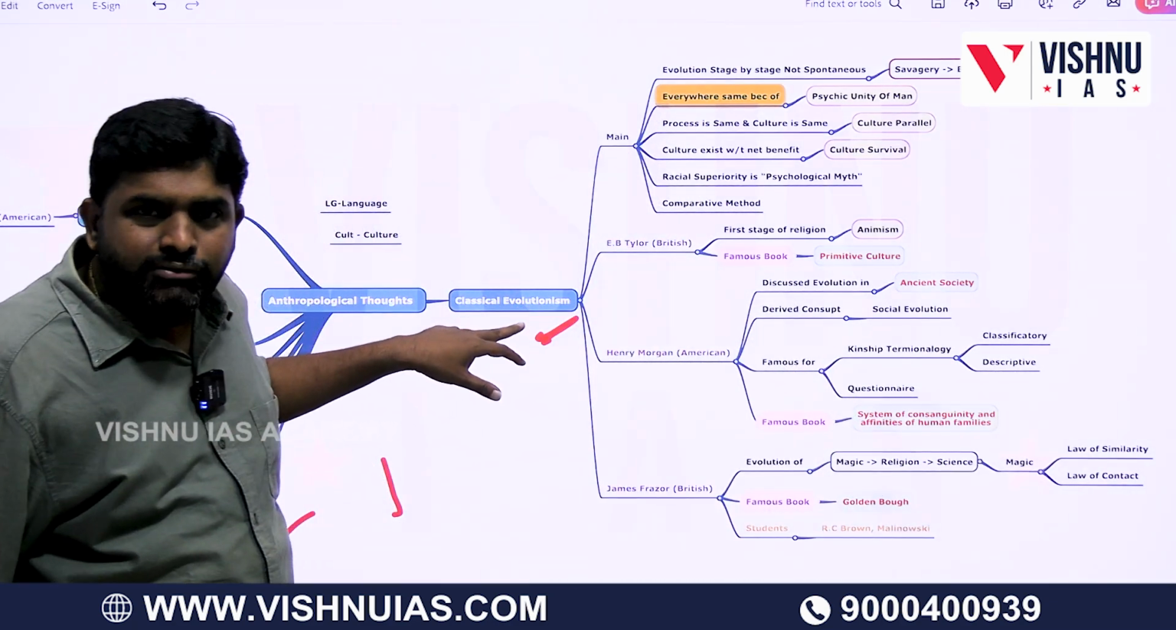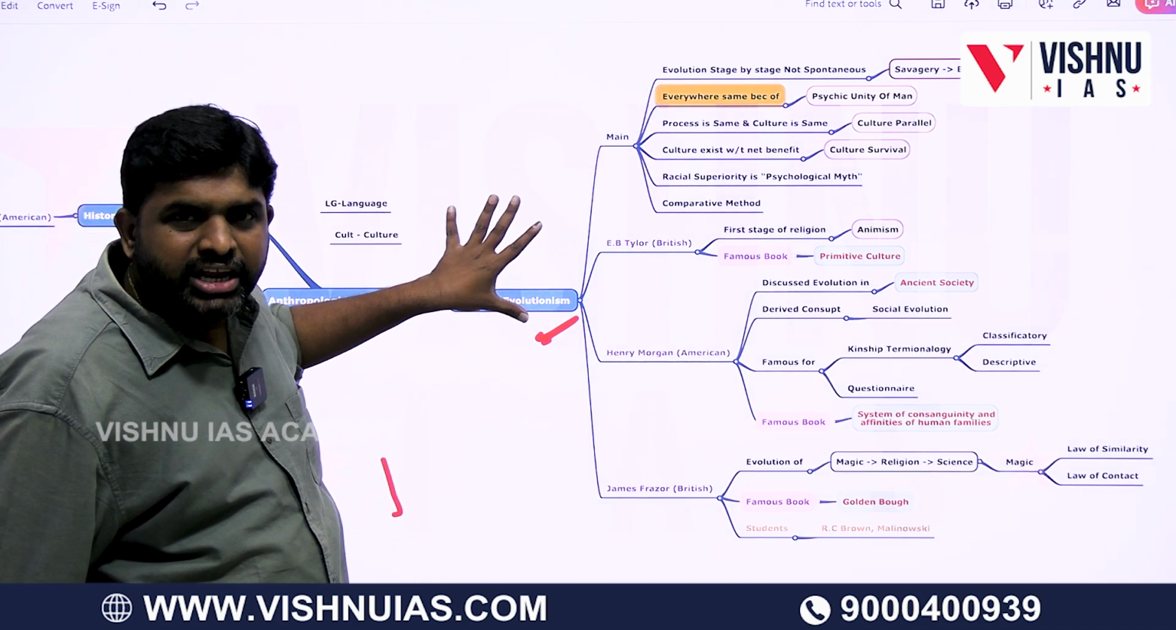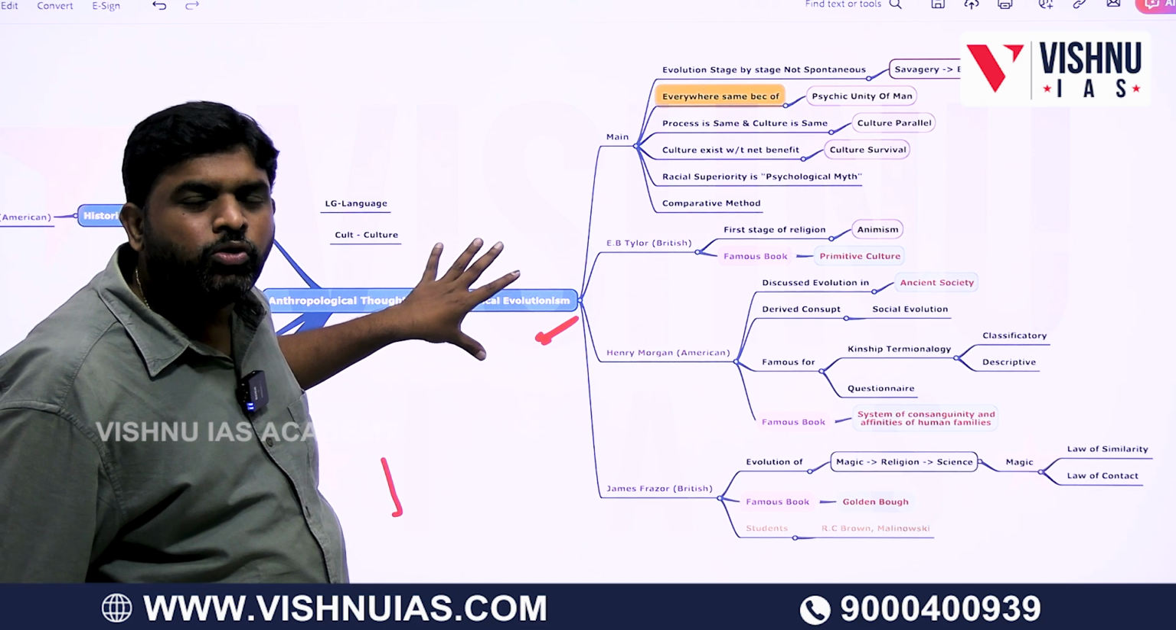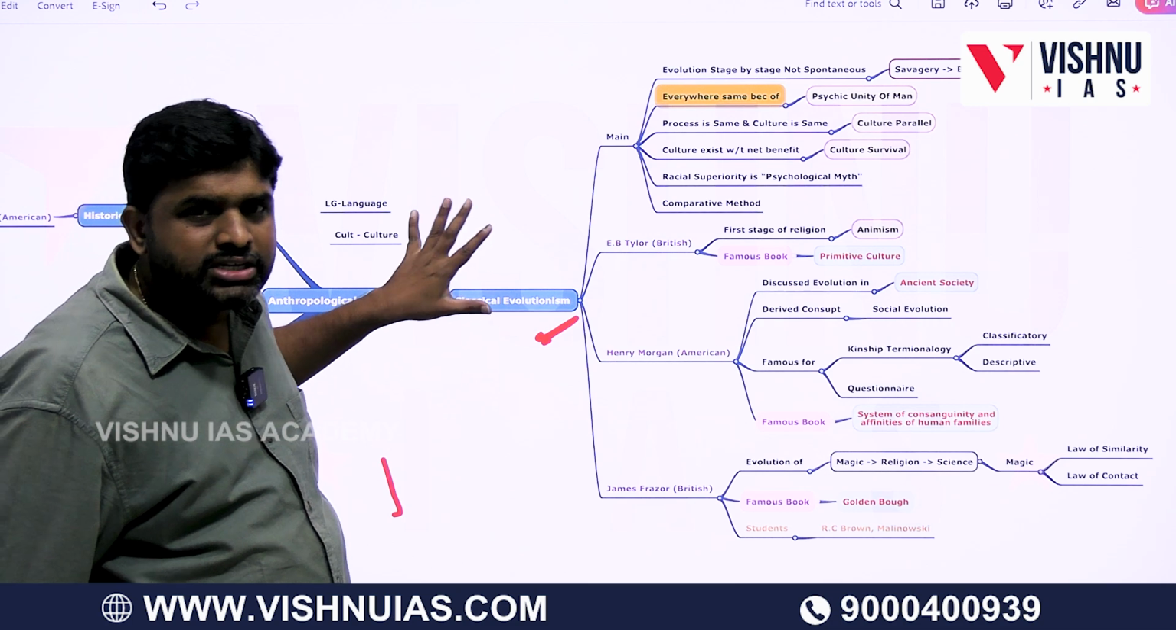So in classical evolutionism, the main crux you have to remember in the examination hall is, if the question is direct with respect to what is classical evolutionism or what are the contributions of classical evolutionism.